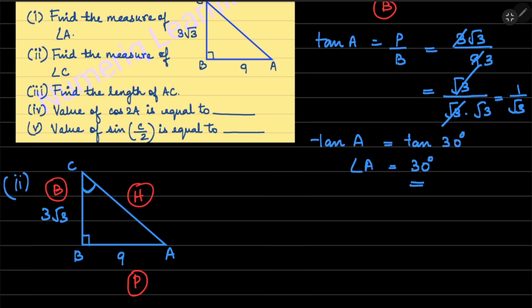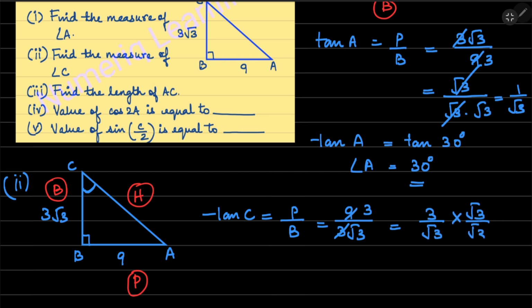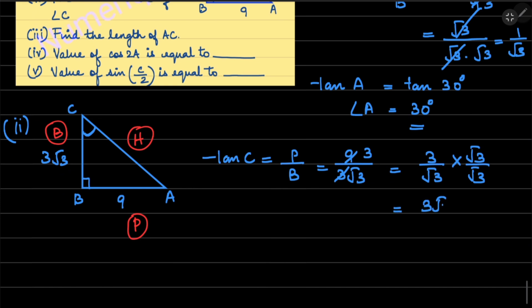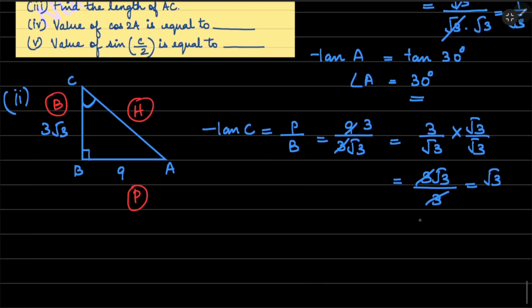So what is tan C? Again it is P and B which is given, so we'll use tan C is equal to perpendicular by base. What is your perpendicular? 9. What is your base? 3 root 3. So you have 9 by 3 root 3, which is 3 by root 3. Multiply numerator and denominator by root 3, and what do you get? 3 root 3 by 3, which is nothing but root 3, and tan of 60 is nothing but root 3. So tan C is root 3, I can write it as tan of 60 degree. On comparing, you get angle C is equal to 60 degree, and that's your answer.